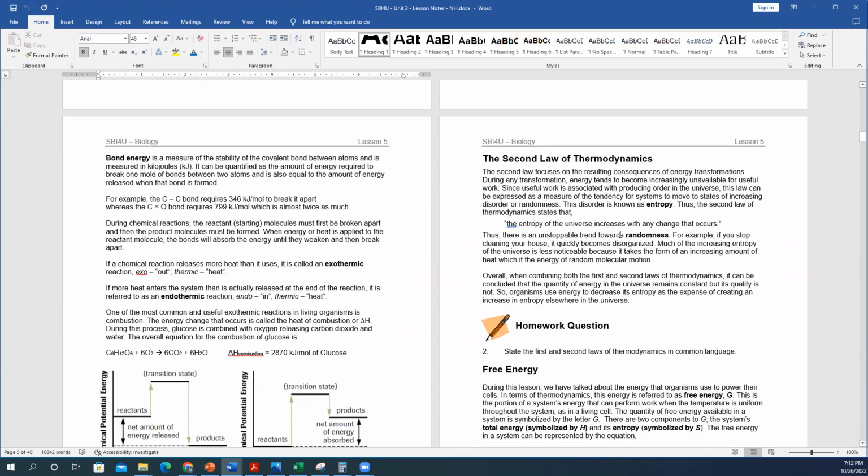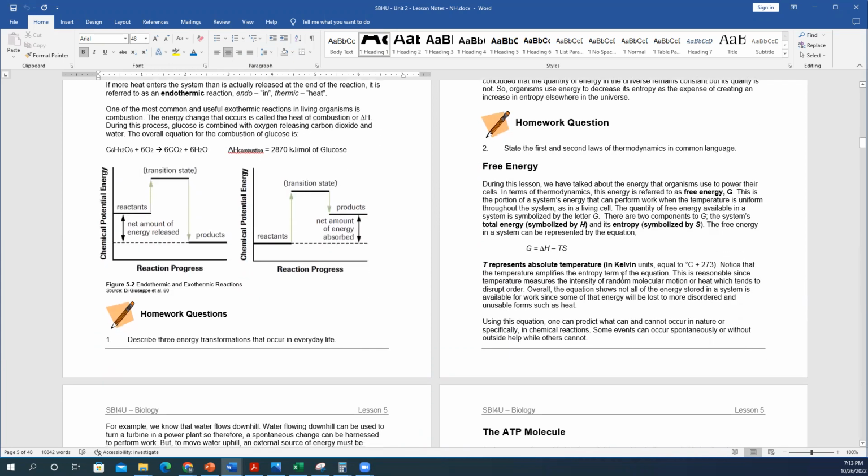We talked about the second law of thermodynamics and entropy. So according to the second law of thermodynamics, the disorder in the universe is always increasing with any change that occurs. And so there is an unstoppable trend towards randomness. That was the second law of thermodynamics.